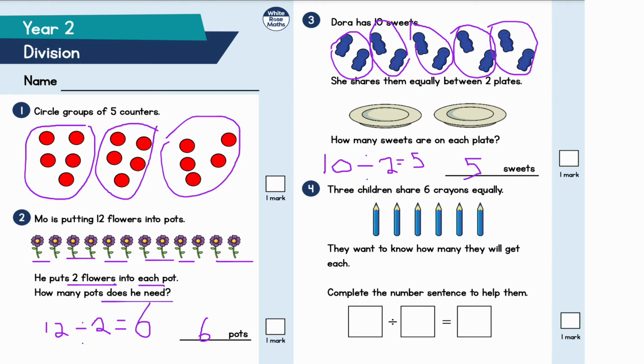This is question number 4. 3 children share 6 crayons equally. They want to know how many they will get each. Well, if I do 6 divided by 3, I get the answer of 2. Complete the number sentence to help them. I do 6 divided by 3, and I get 2. So each student gets 2 crayons.